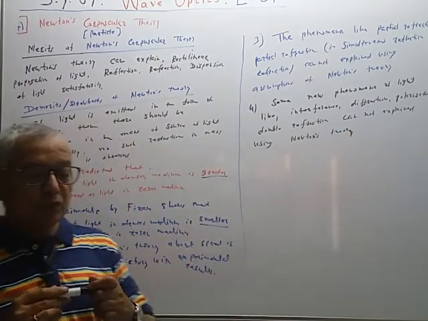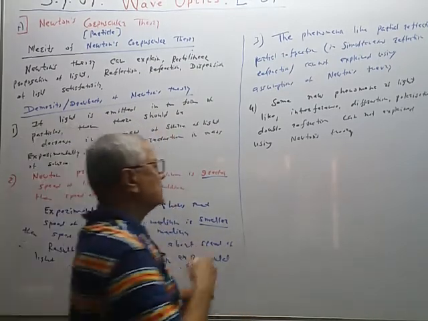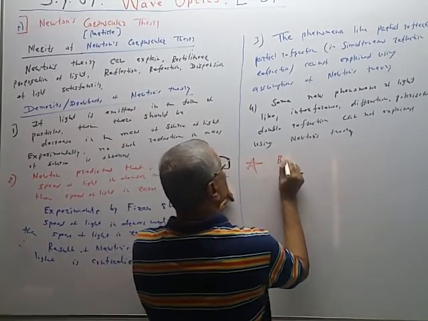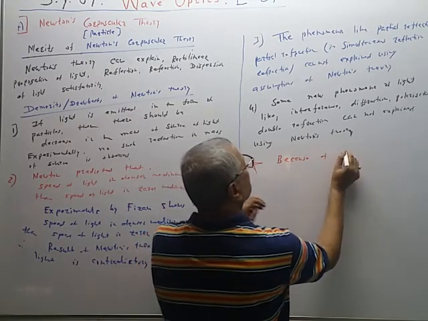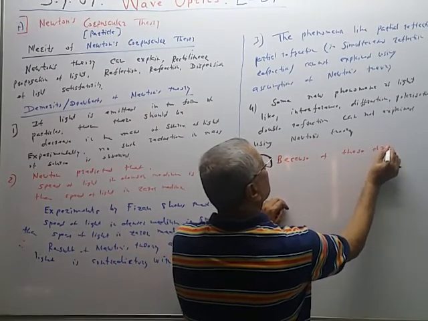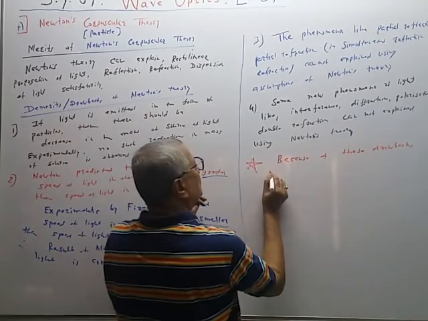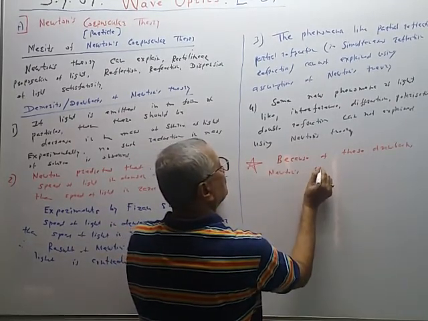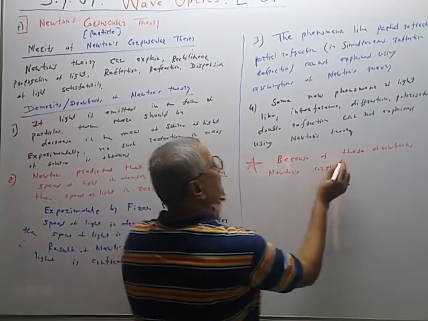So what is the conclusion? Because of these four drawbacks, Newton's theory was discarded. So the conclusion is this: because of these drawbacks, Newton's corpuscular theory is not used further.